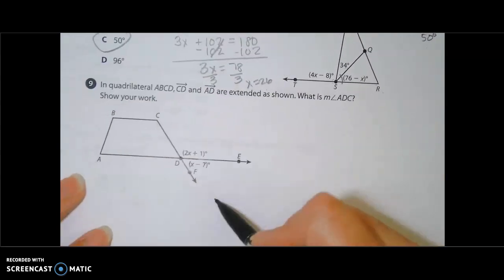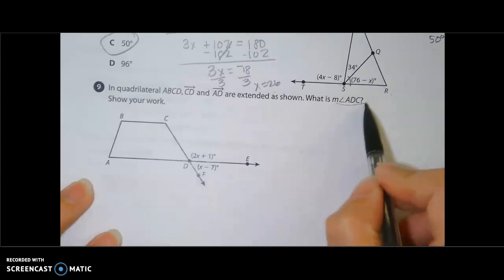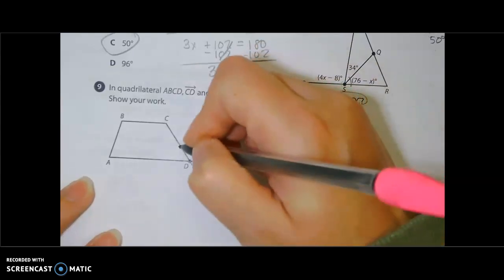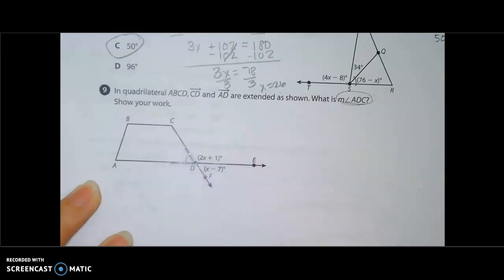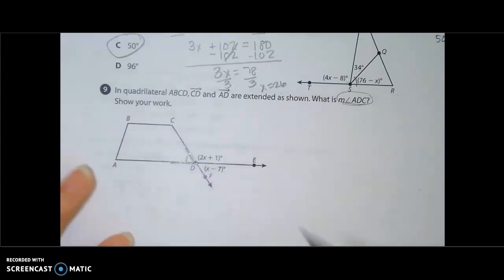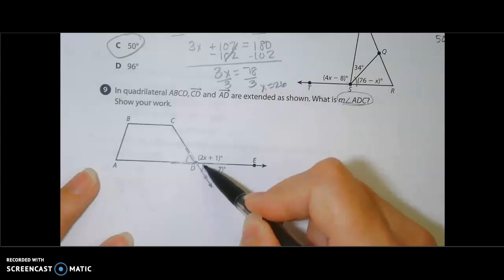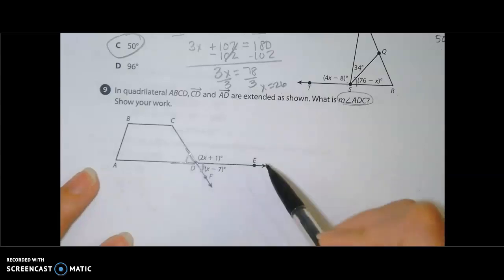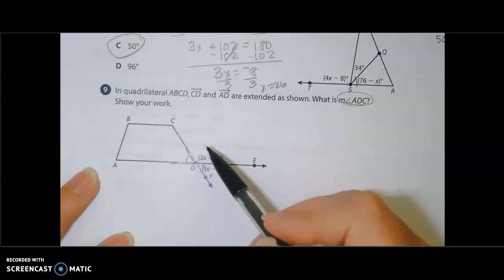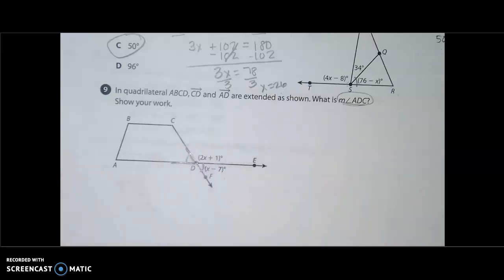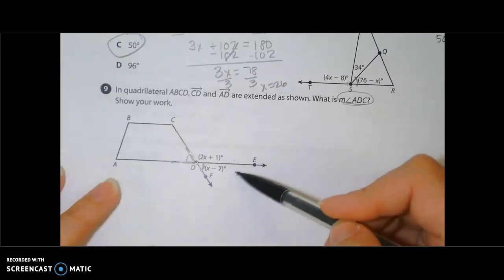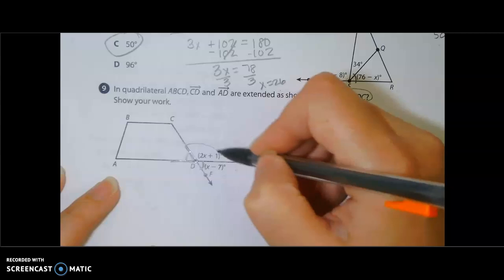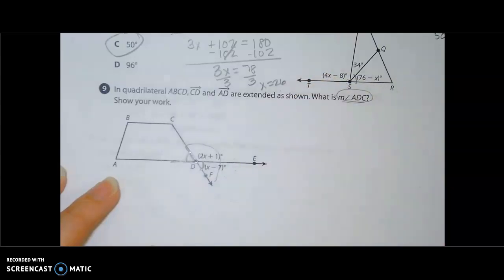Moving on to our last example, we're wanting to find the measure of angle ADC. So ADC is this one right here. I do know that by vertical angles, FDE is equal to ADC. So if I can find FDE, then I know what ADC is. But before I can do either of that, I have to find x. So I know that these two angles here create a straight angle.